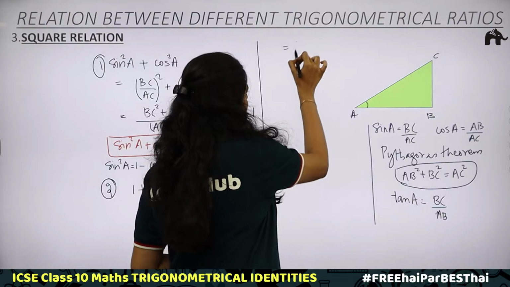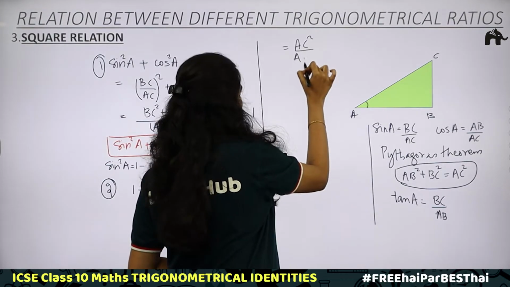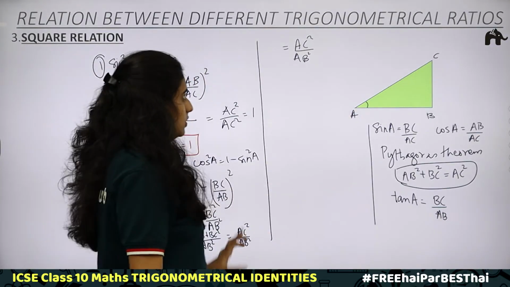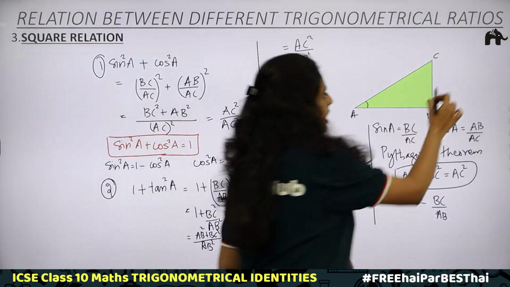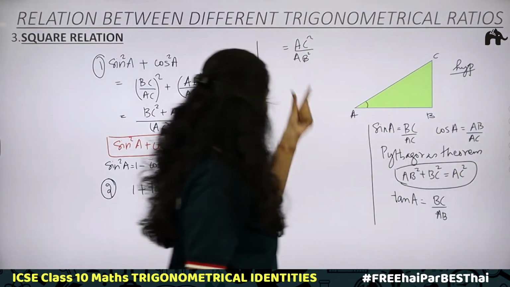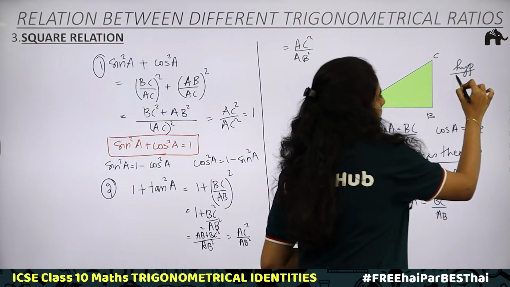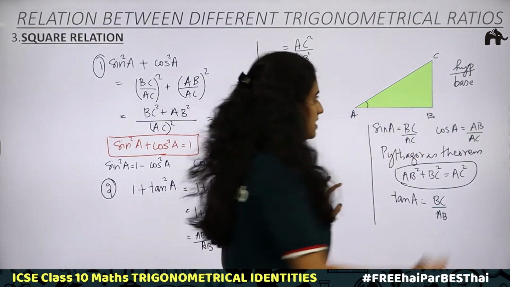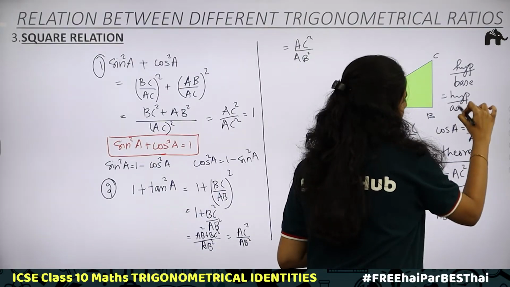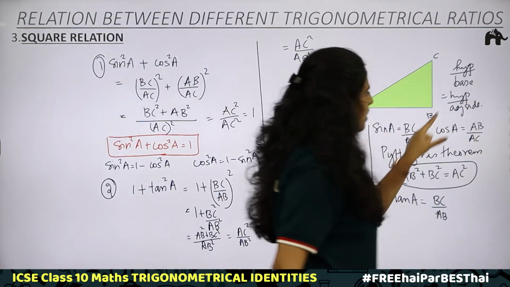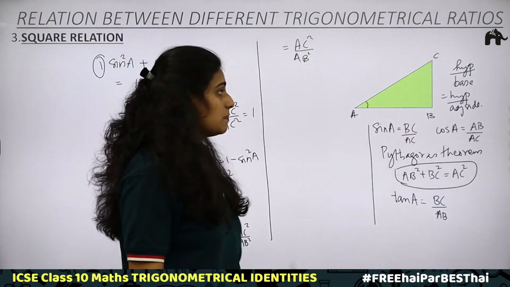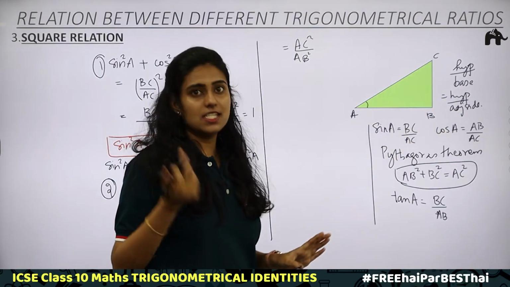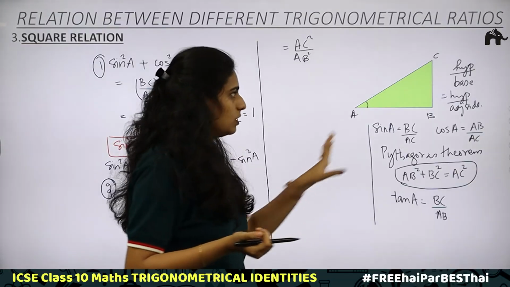Okay. What is AC square divided by AB square? With respect to angle A we are taking. Okay. AC is hypotenuse. Hypotenuse divided by AB. AB is the base. With respect to angle A, AB is the adjacent side. Hypotenuse by the adjacent side. Okay. When do we get this trigonometric ratio? Adjacent by hypotenuse is cos and hypotenuse by adjacent is sec. Okay. So this is sec A. This ratio will be equal to sec A.